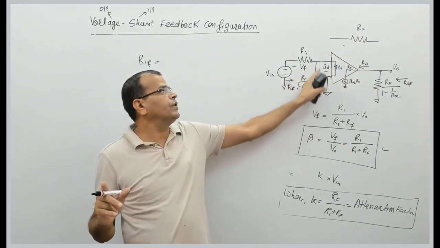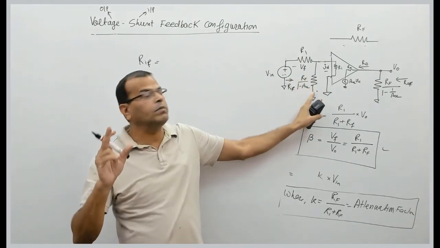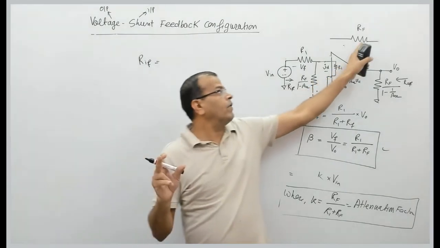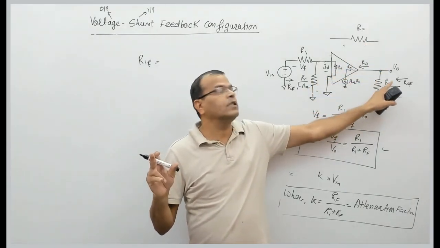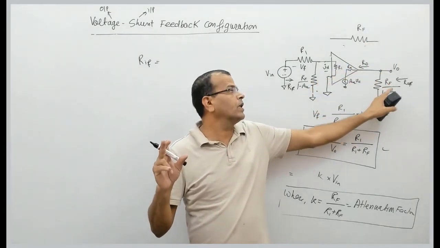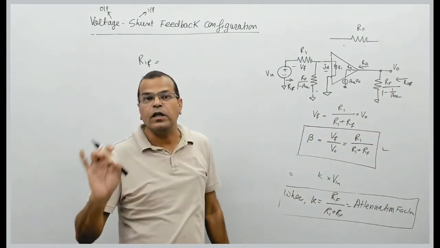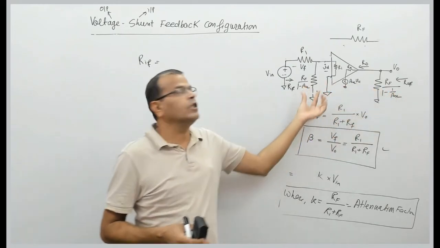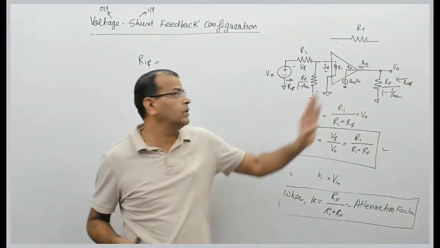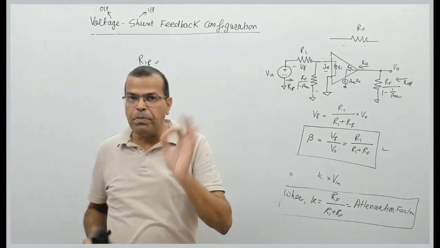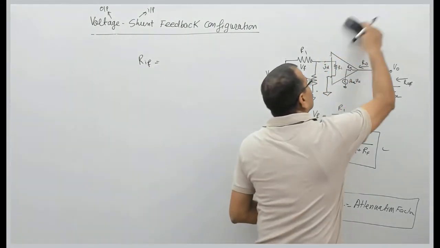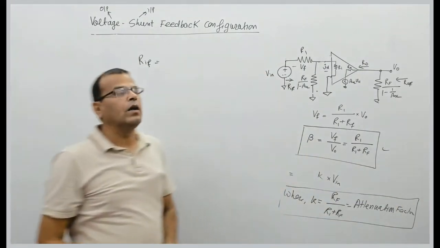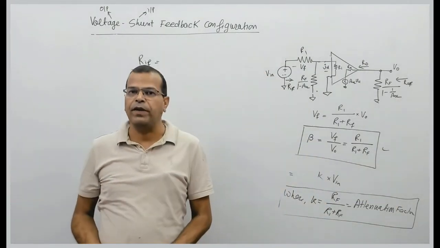When it is transferred to input side by using Miller's theorem, that resistance appears to be RF by 1 minus AOL. And when it is transferred on output side, that resistance appears to be RF by 1 minus 1 by AOL. This theorem, which transfers the feedback resistance on output side as well as input side, is called Miller's theorem. I have explained that earlier in case of BJT based amplifiers. You can see that.